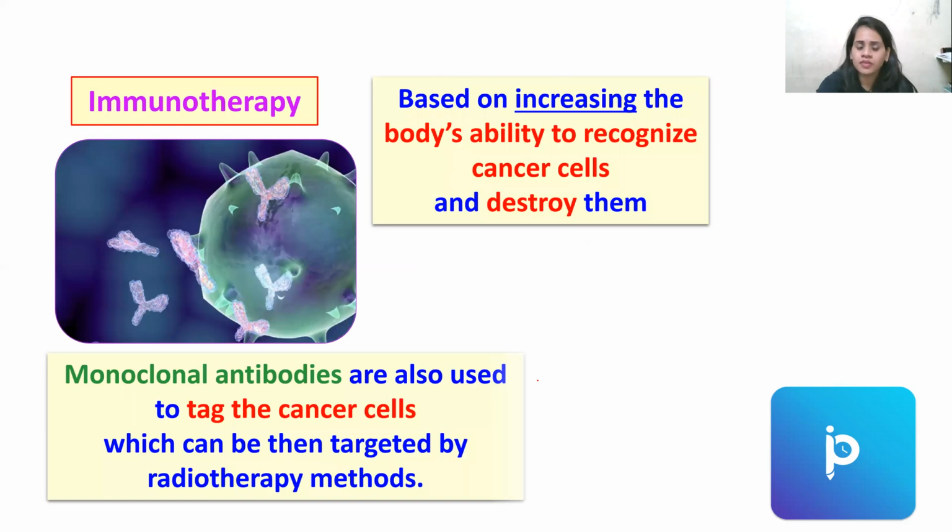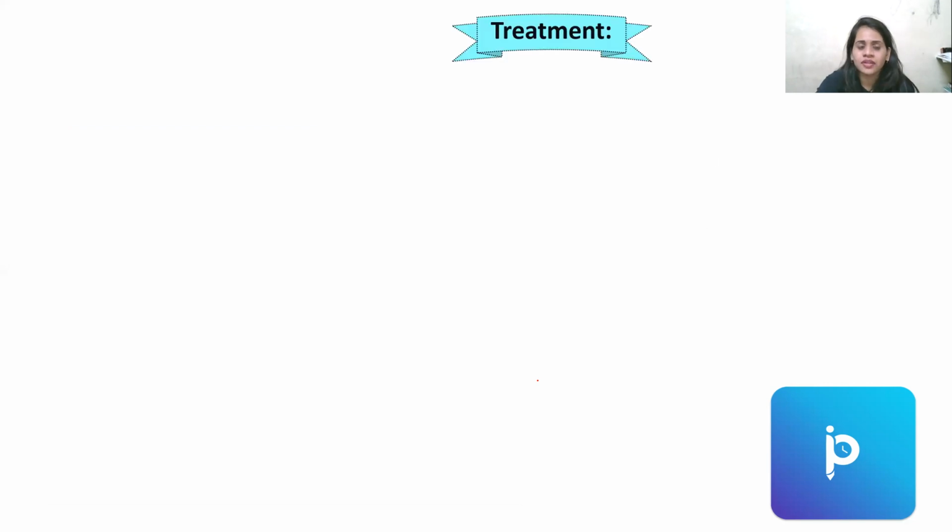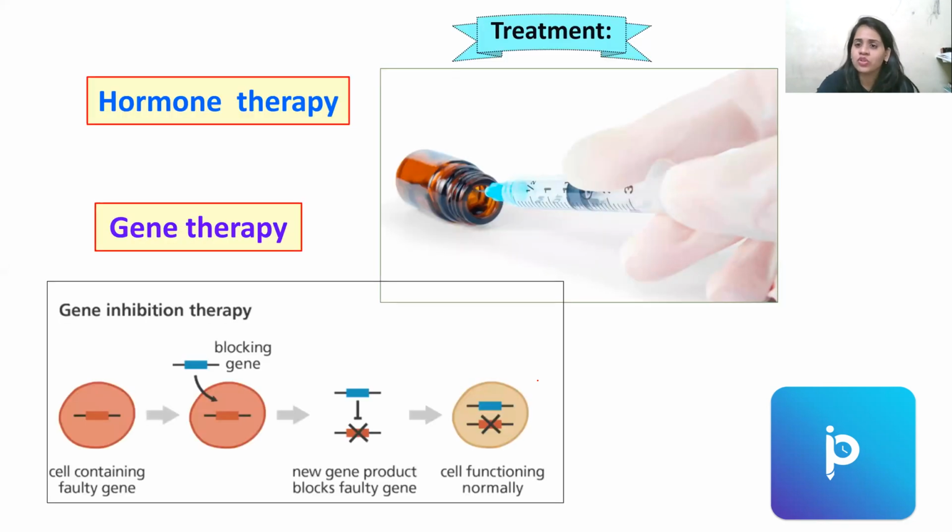Then immunotherapy is also a kind of therapy which can be given to a cancer patient. Then hormone therapy and gene therapy can also be used for treatment. What is gene therapy? What is hormone therapy? All that we will be talking about, like PCR, you'll be studying in the biotechnology chapter. I'll soon be uploading the other chapters of your term 2 also. So please stay tuned with our app, that is InstaPrep, and do watch it.